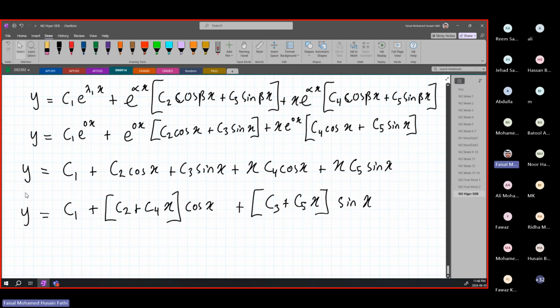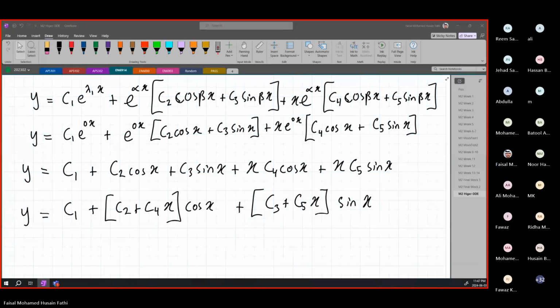This is just an extra step. I don't expect you guys or expect them to require you to do this step, but it just makes the equation a bit more neat. And that's pretty much it for higher order differential equations.